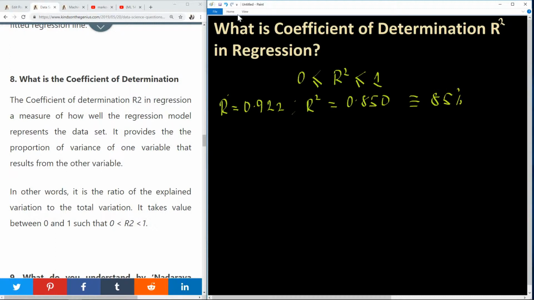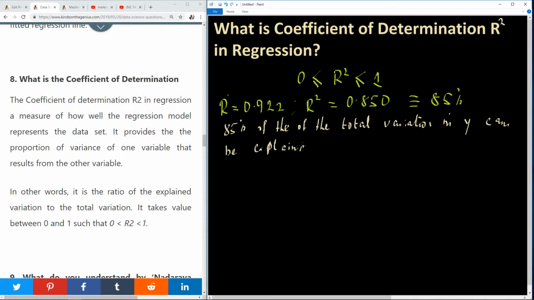So this means that, I'm going to use a different pen to write this time, it means that 85% of the total variation in Y can be explained from X.